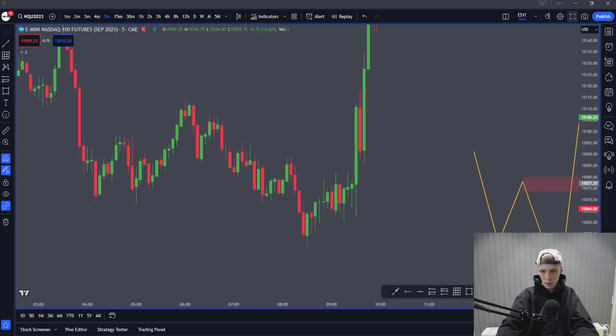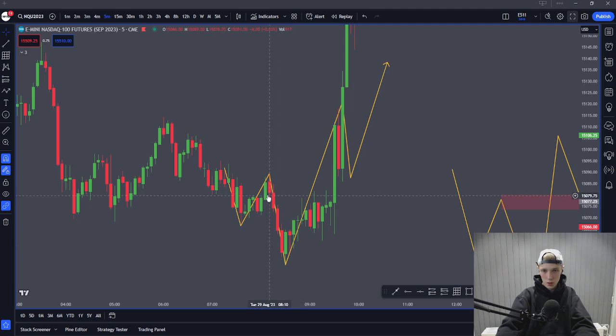We have that right here. It comes down, it goes up, fails to take the high, goes down, and it goes back up, comes back down, goes back up. For a bullish breaker, it would be a bullish candle.